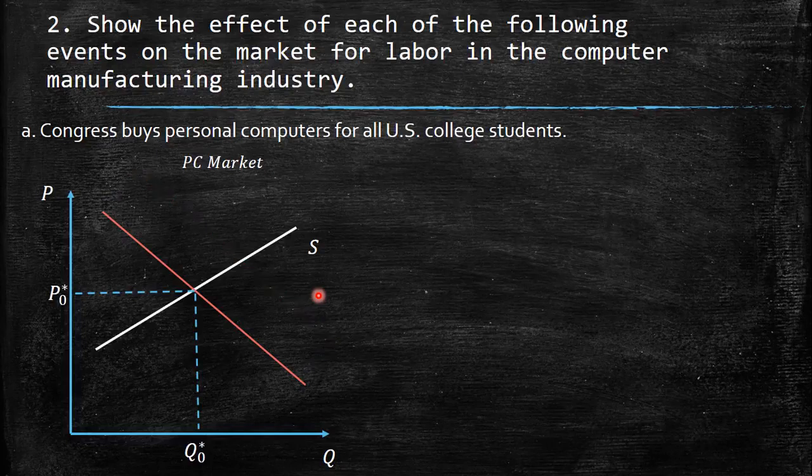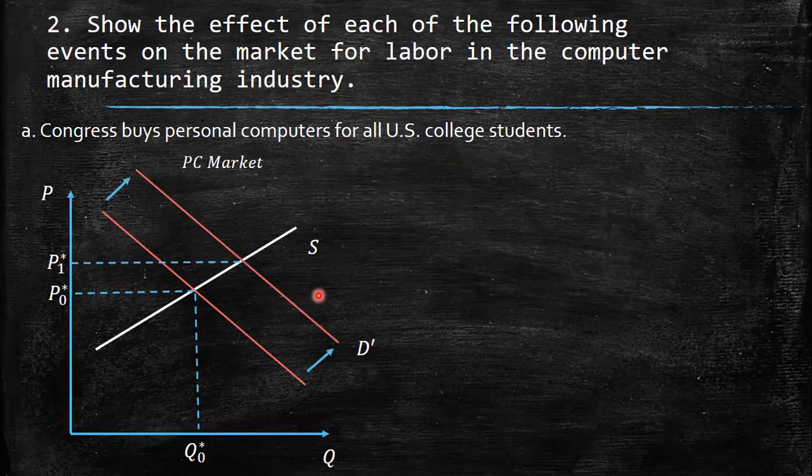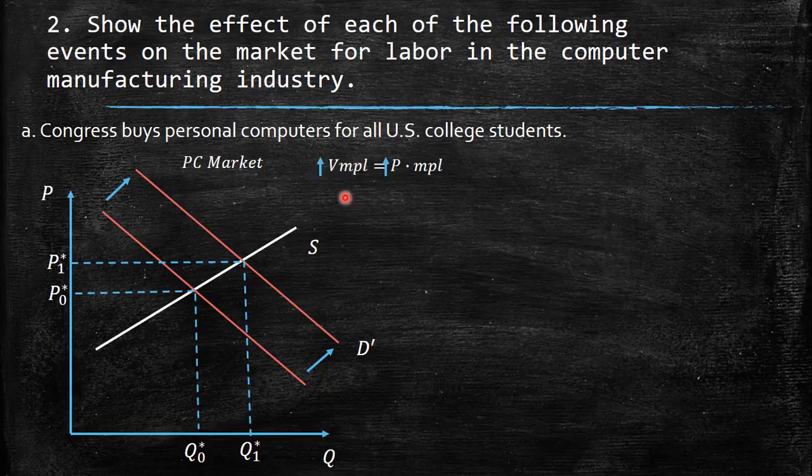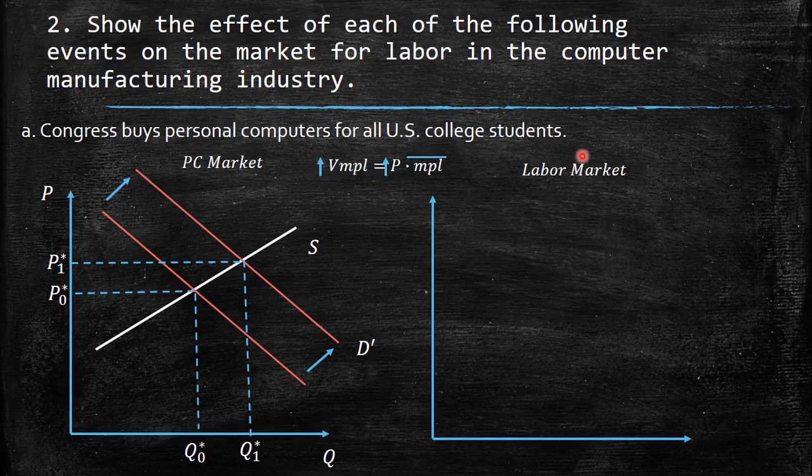Here we have the equilibrium, right? And because Congress is going to buy personal computers for all US students, automatically the demand for that good will increase, so it will shift to the right. It automatically will bring higher prices of personal computers and higher quantities at the equilibrium. Then here, because the value of the marginal productive labor increases due to the increase of the price, we will see the impact in the labor market for the manufacturing industry, which is the purpose of that question. So here we have the wage as the price, the L as the quantity, which is the labor.